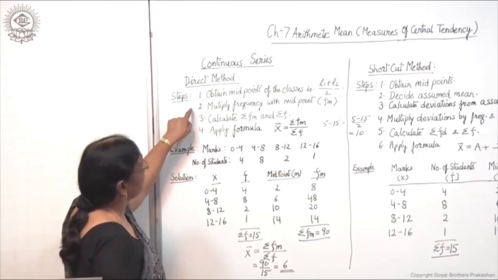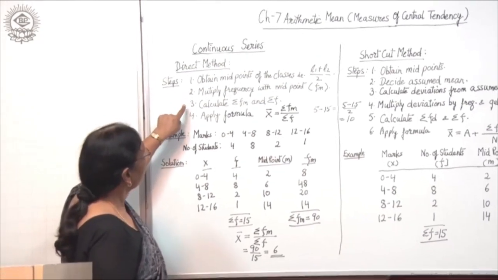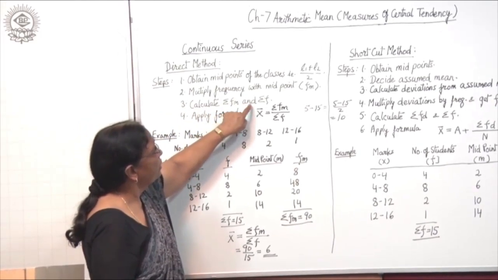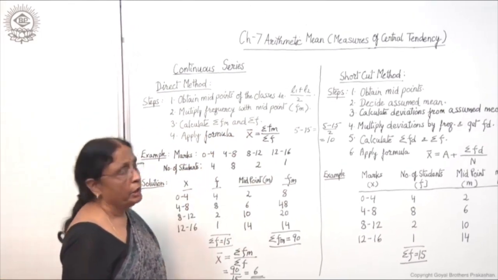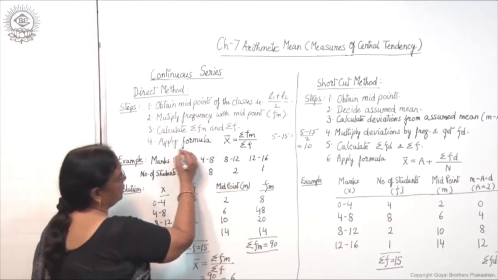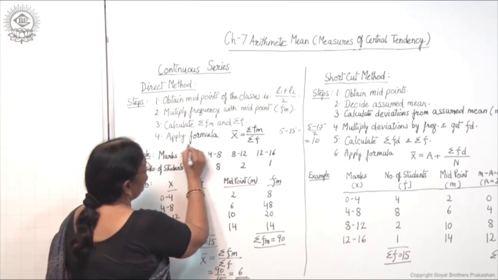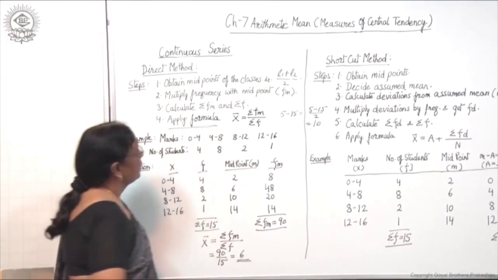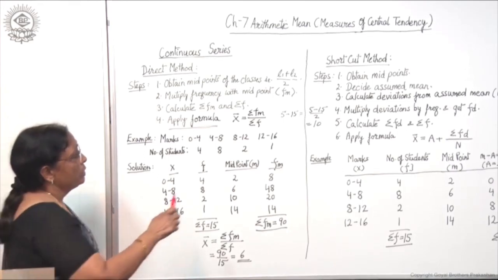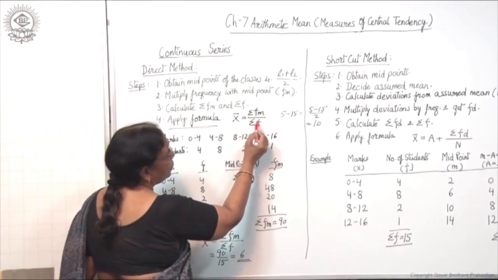So this is the second step. Third is calculate sigma fm and sigma f. Now why do we have to calculate these two? Because the formula says that x bar is equal to sigma fm upon sigma f.